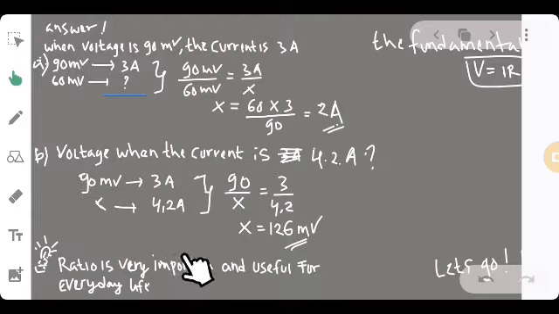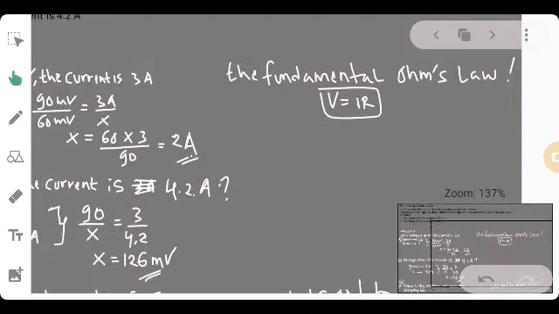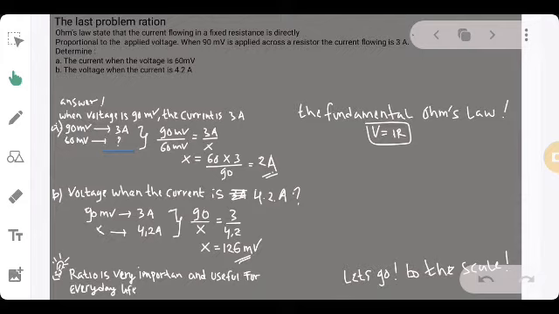Ratio is very important and useful for everyday life. It's very important and very crucial. Okay, let's go.